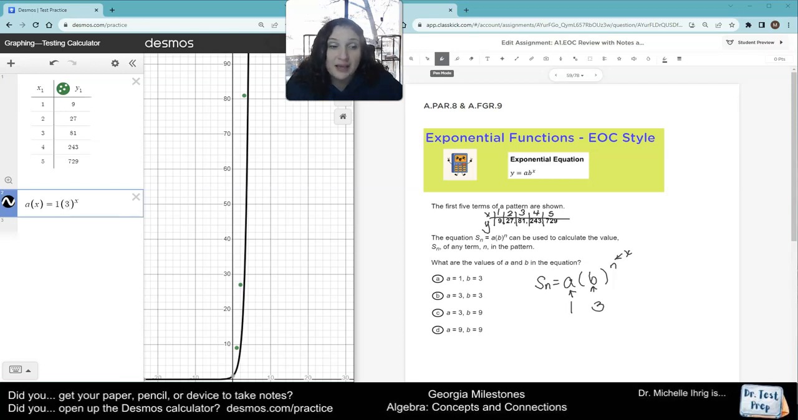And so that's what that first graph looks like. When I substituted the a in for 1 and the b in, we can see that, yes, the black line, the graph goes through one of the points, but it doesn't go through all of the points. So we know it's not going to be choice A.